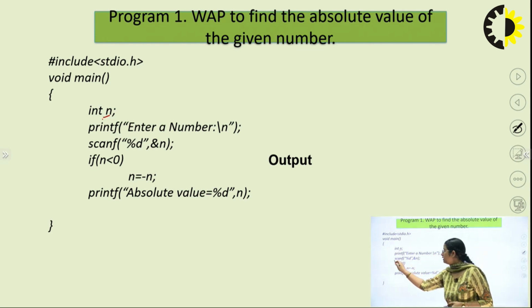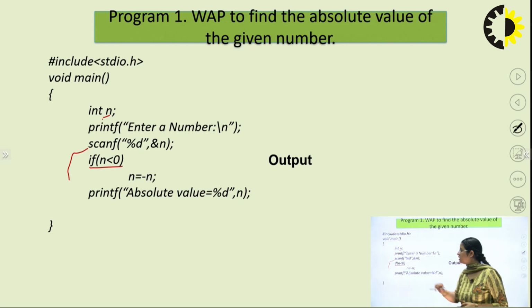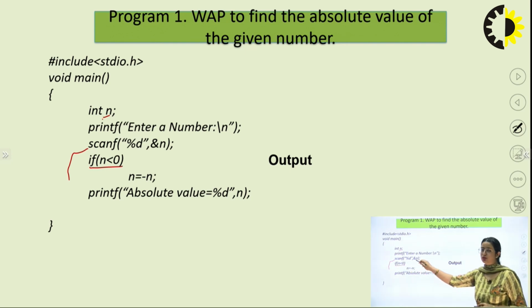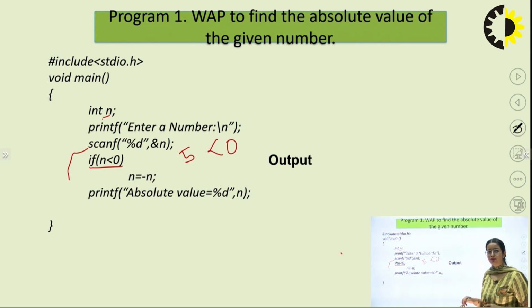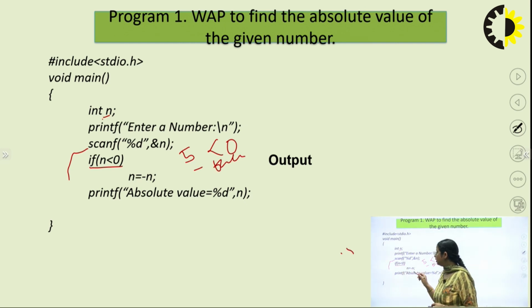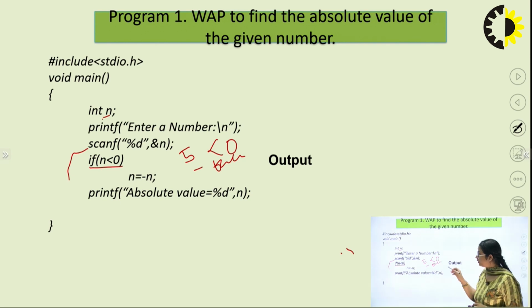Here the important thing is, we are going to check the condition if n is smaller than 0. Suppose I take 5. Is 5 smaller than 0? No, so the condition is false. If the condition is false, it will not execute the block of that statement. It will just come out of the loop.